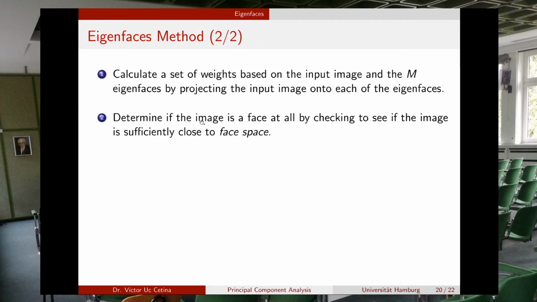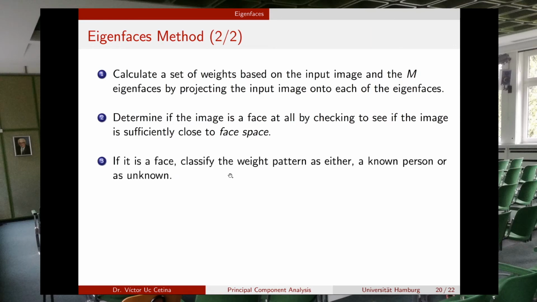Then you determine if the image is a face at all by checking to see if the image is sufficiently close to face space. You can define this by comparing the distance, for example the Euclidean distance, of this image with respect to the eigenfaces.